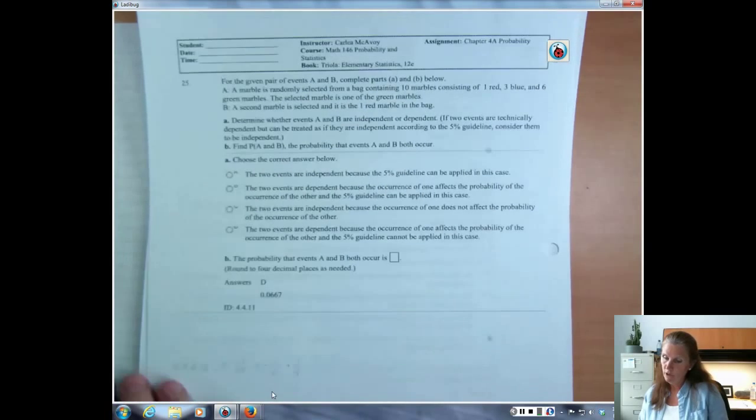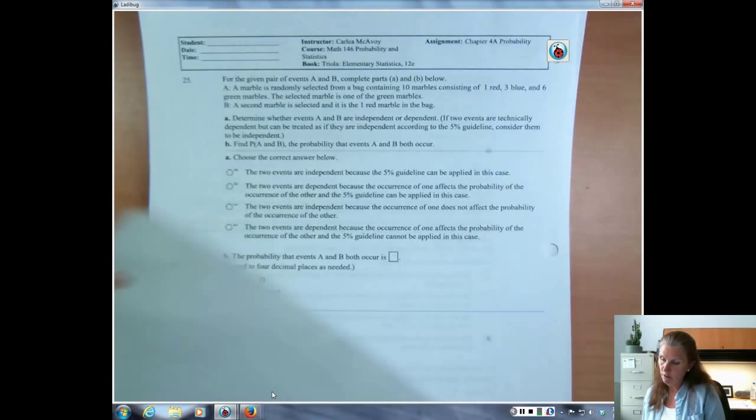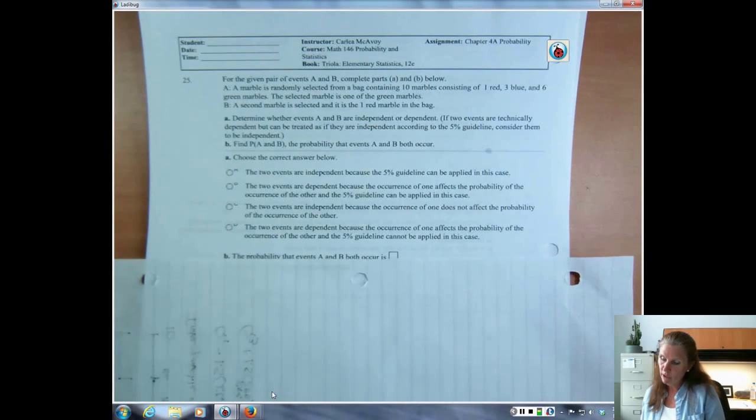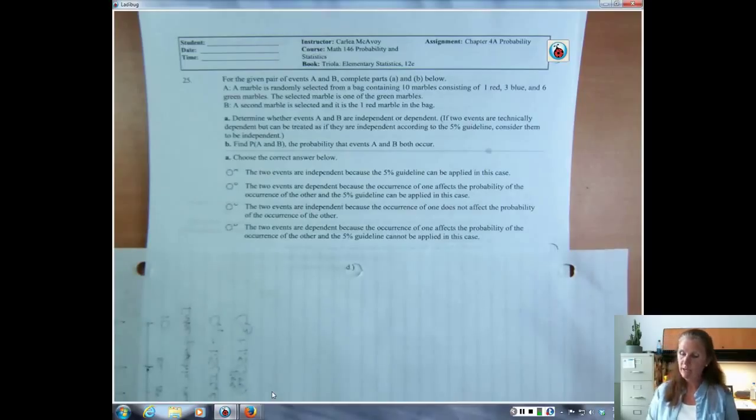Okay. For a given pair of events A and B: a marble is randomly selected from a bag containing 10 marbles consisting of 1 red, 3 blue, 6 green. A, the selected marble is one of the green marbles. B, a second marble is selected and it is the red marble in the bag. Determine whether they are independent or dependent.